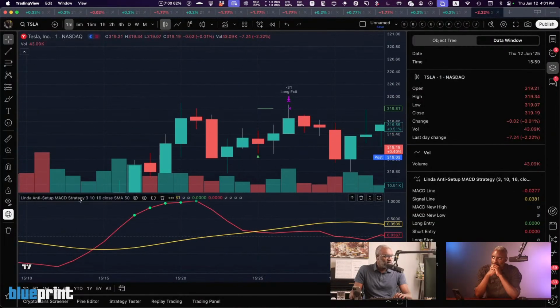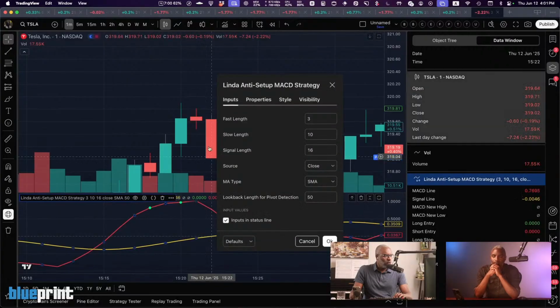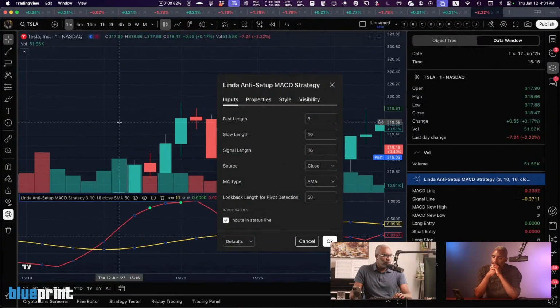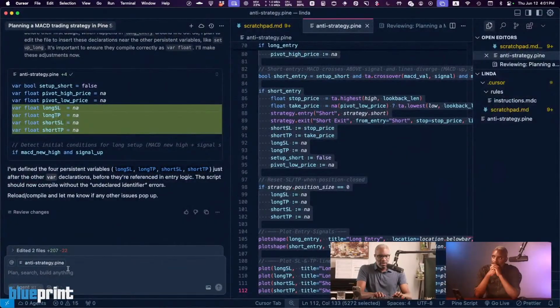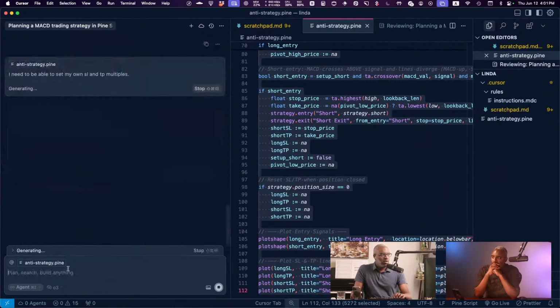Can we set wider stop loss, take profit? All right, I need to be able to set my own stop loss to take profit multiples.